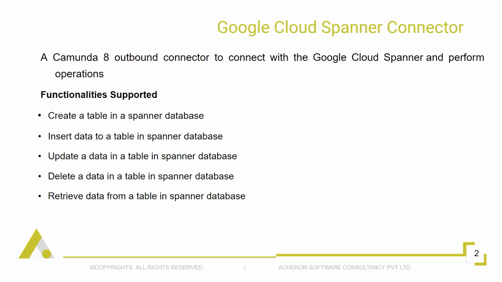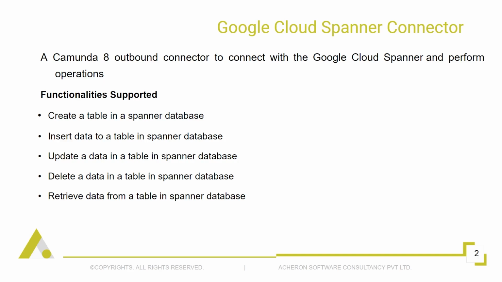So, Google Cloud Spanner connector is an outbound connector to connect with Google Cloud Spanner database and perform operations. These are the functionalities provided by this connector. With this connector, we can create a table, insert data to a table, update data in a table, delete data in a table, and retrieve data from a table in a Spanner database.